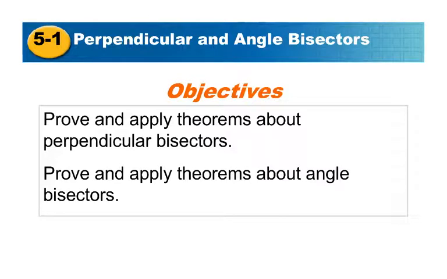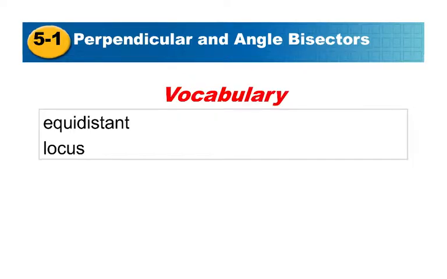Alright, so here we are with Chapter 5, Section 1. We're talking about perpendicular and angle bisectors. So, we're going to prove and apply theorems about perpendicular bisectors, and we're also going to apply theorems about angle bisectors. So, some of our vocabulary here is equidistant, that's going to happen, and then also locus.